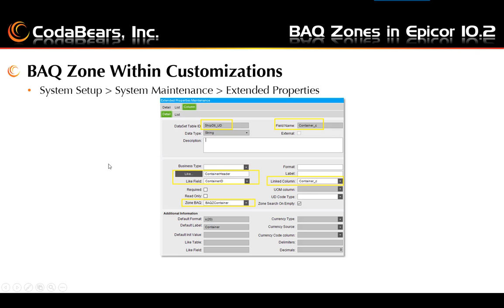The zone BAQ name, BAQZ container, and check the box again if we want to see all results when nothing is typed into the search field. An additional step here with the custom field is to fill in the like table and the like field. So we have the like table is the container header and the like field is the container ID.